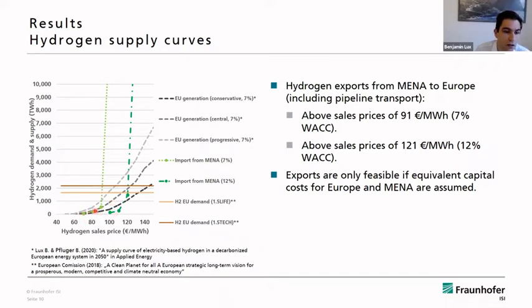And if we compare now these supply curves, we can see that only if we have equivalent interest rates in the MENA region and in Europe, then the MENA supply beats the European supply. And so we have a strong increase in hydrogen supply above a sales price of 91 euro per megawatt hour. And we see that here MENA beats Europe. But if we assume that capital costs in MENA are more expensive than in Europe, then the picture is quite ambiguous. And Europe might even be cheaper than the supply from MENA.